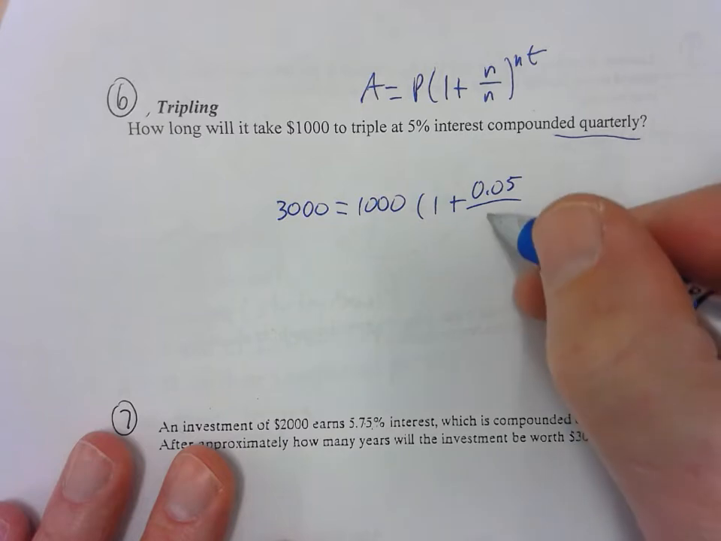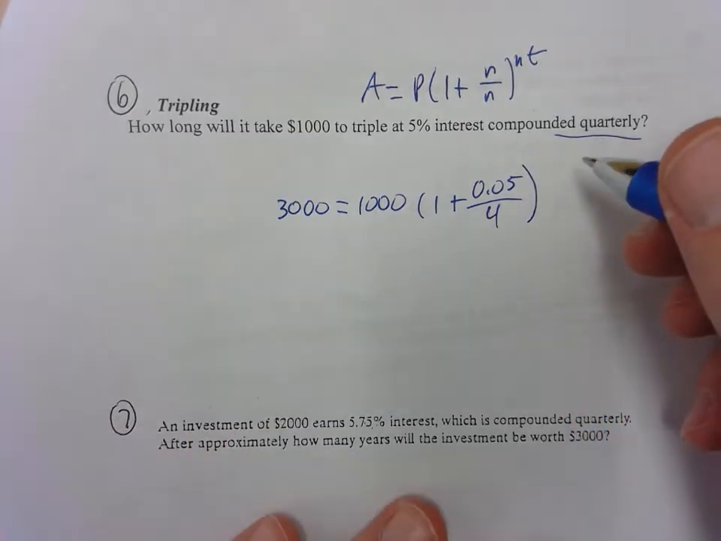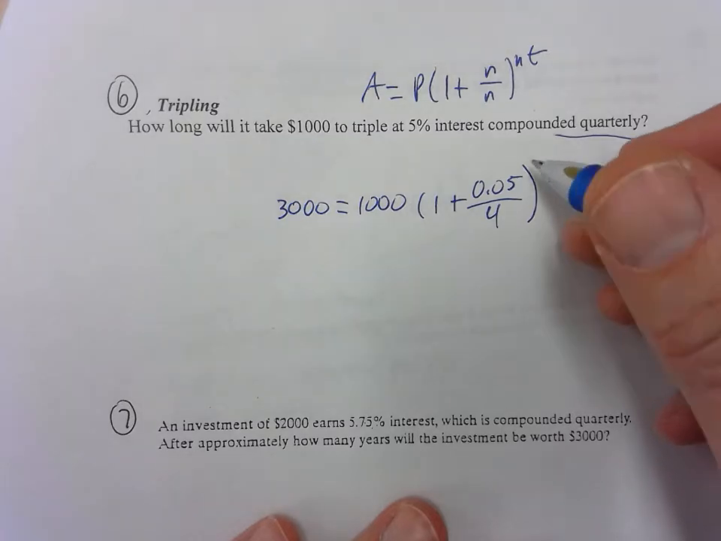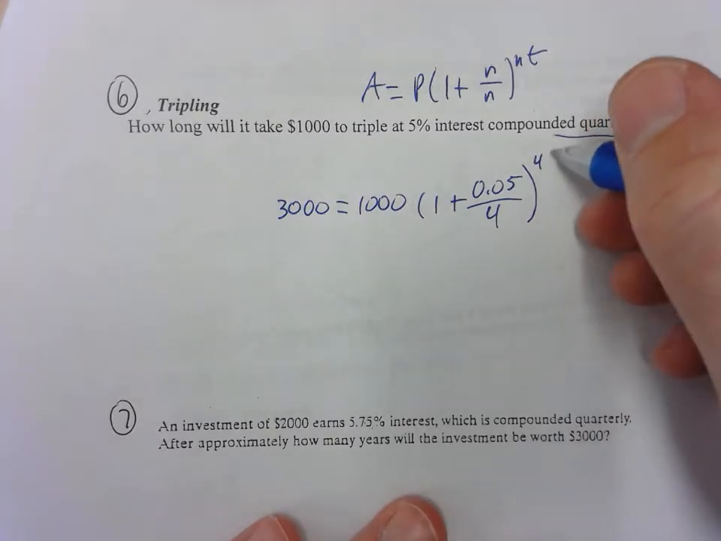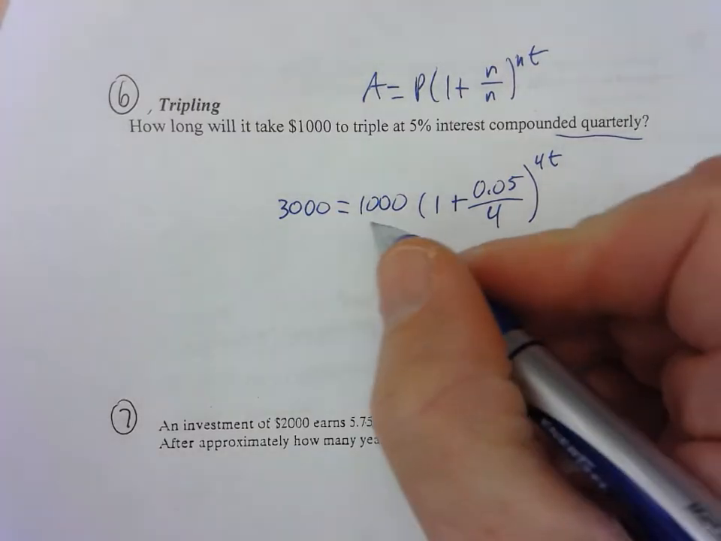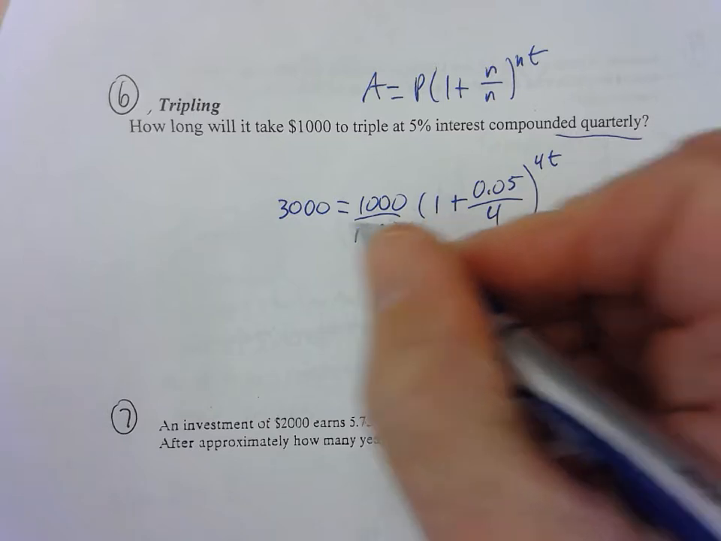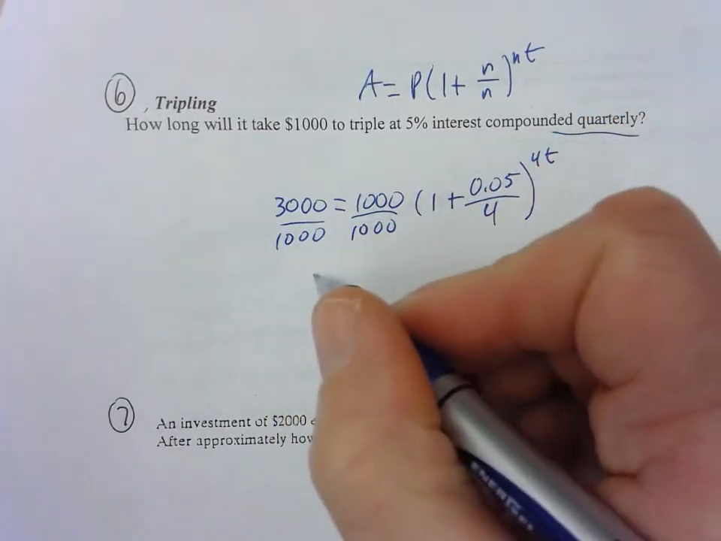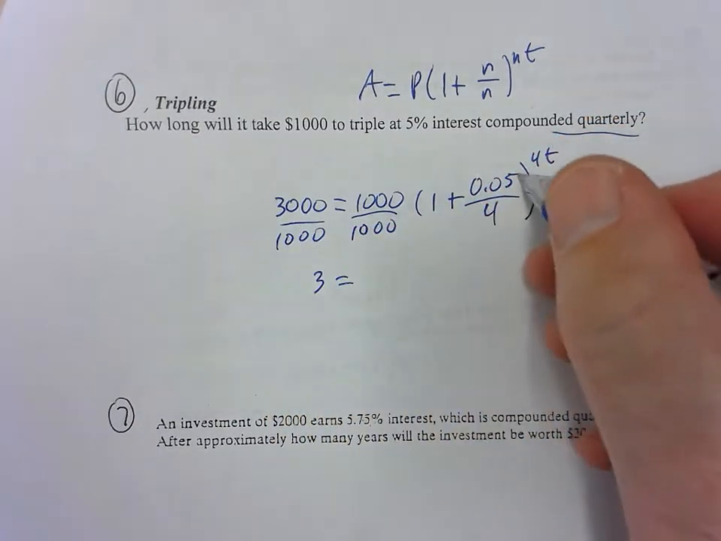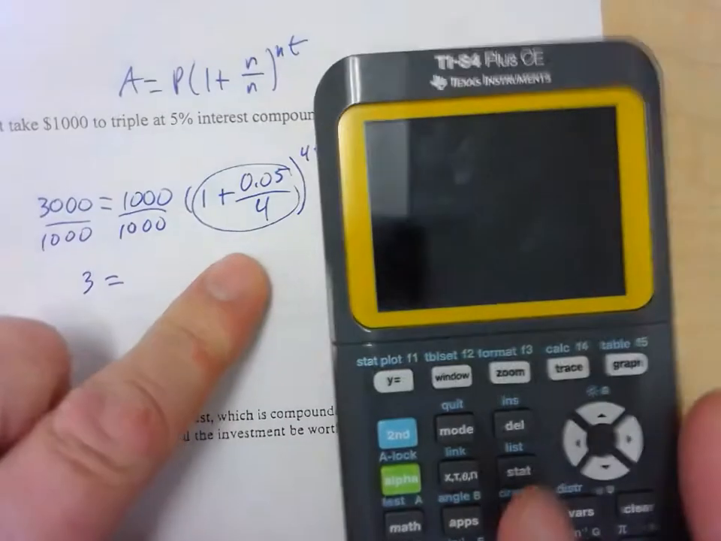Compounded quarterly, so n is 4, and the exponent is n times t, so 4 times t. All right, to solve this, I need to get t by itself. But before I take the log of each side, I'm going to divide by the 1,000. I get 3 is equal to this expression. I'm going to type that decimal into the calculator.